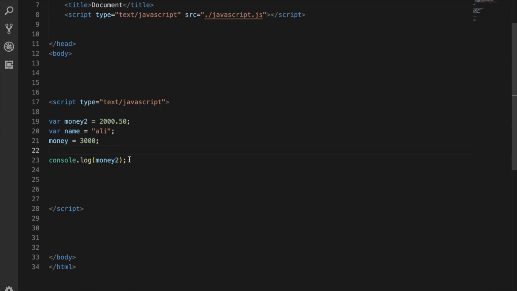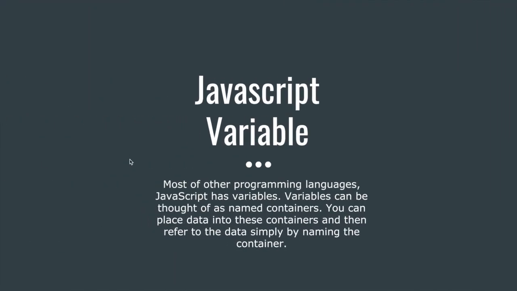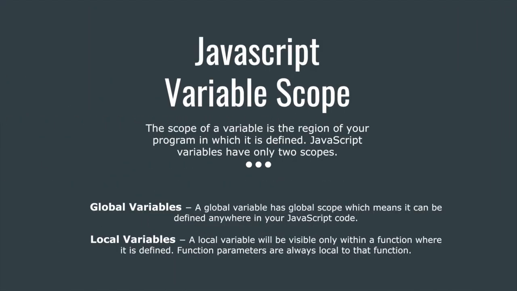Now another thing, variable scope. How does variable scope work? What kind of scope is this? The scope of a variable is the region of your program in which it is defined. JavaScript variables have only two scopes: one is global variable and one is local variable.